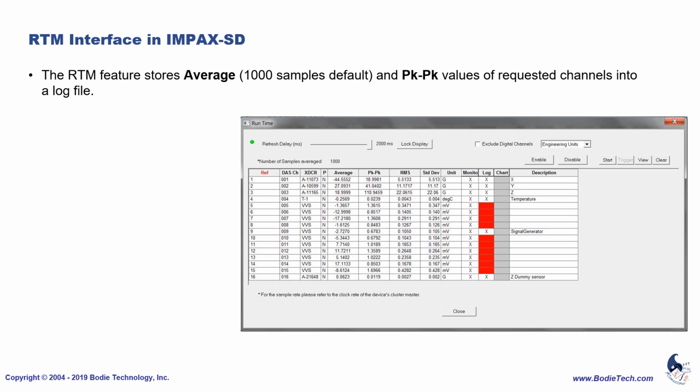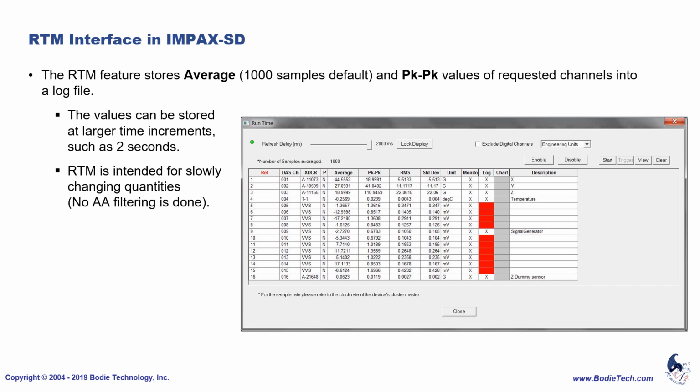The RTM interface in Impax-SD stores average and peak-to-peak values of requested channels into a log file. The slider bar on its GUI allows you to control the time increment for writing the data to the log file. Relative to the typical high-speed capture of the VIDAS system, you can write with much longer time increments, such as 2 seconds. The RTM is intended only for slowly changing quantities, as it has no AA filtering applied to the log data relative to the slow capture rate.